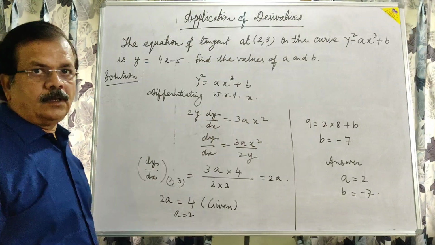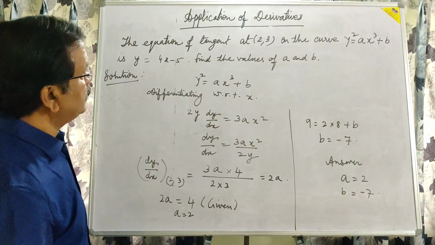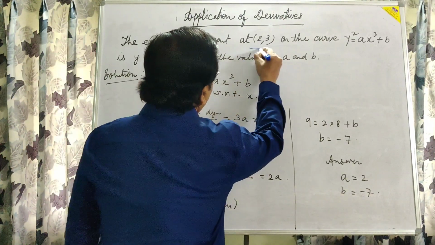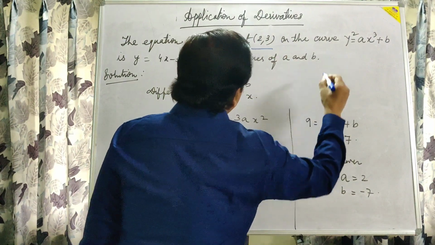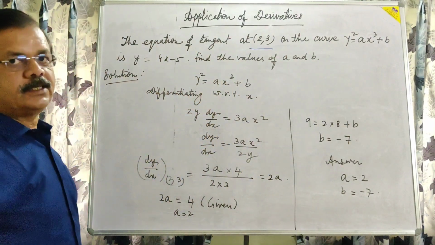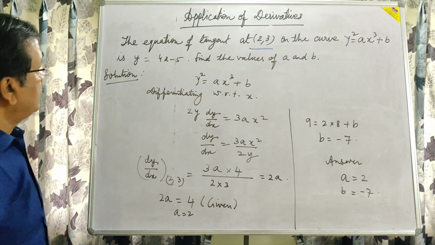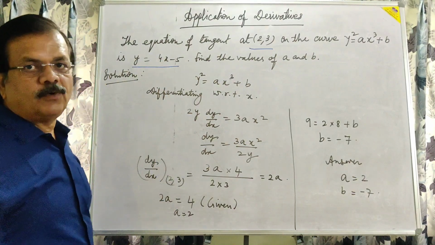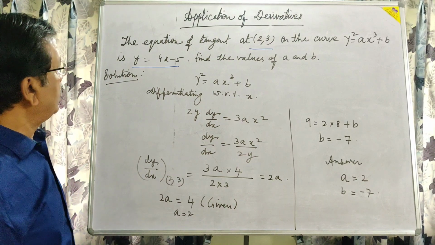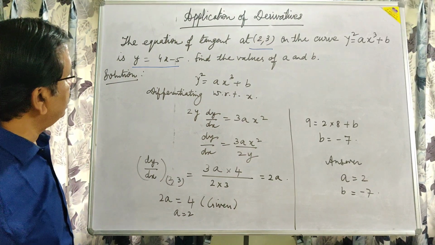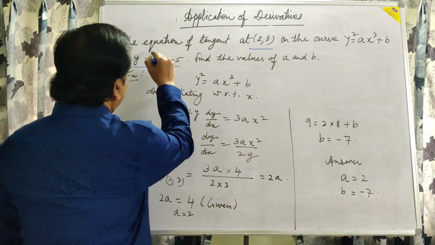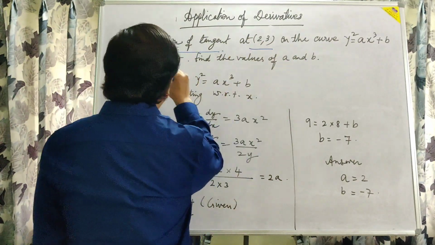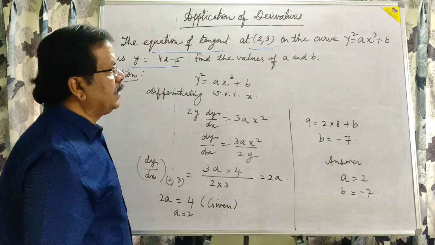Now next question. The equation of tangent at (2, 3) on the curve y square is equal to ax cube plus b is y is equal to 4x minus 5. Then find the value of a and b. Now in this question you can see that the equation of tangent is given in another form, that is y is equal to 4x minus 5.